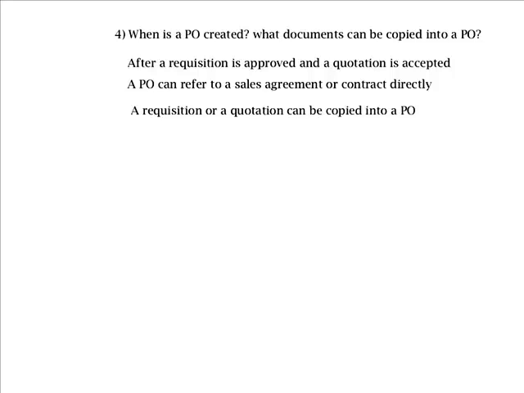So either I have a requisition that I'm going to copy into a PO, or I have a quotation that I'm going to copy into a PO. People will say, okay, how come a requisition copied into a PO? Because I have already dealt with that supplier before. I don't need a quotation. I have a requisition just for approval, and I have a price. So the requisition already has the price, and the requisition already has the vendor.